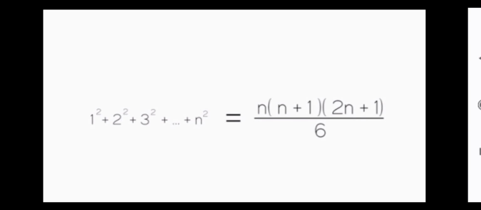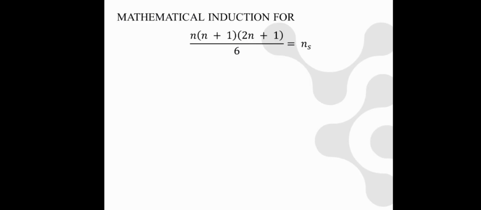So the formula to find the sum of integers squared is equal to n times n plus 1 times 2n plus 1, all over 6. So now we're going to prove the formula using mathematical induction. But first, what is mathematical induction?